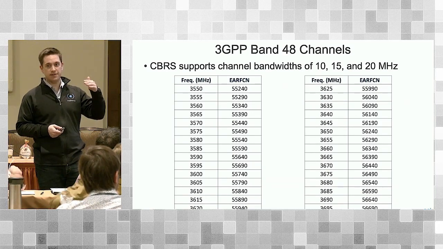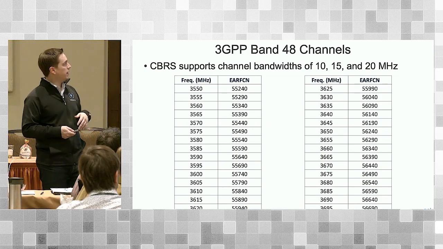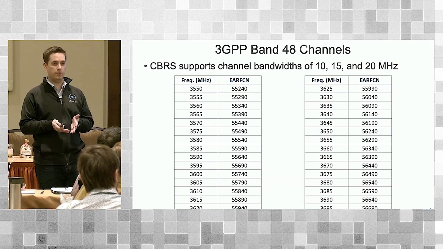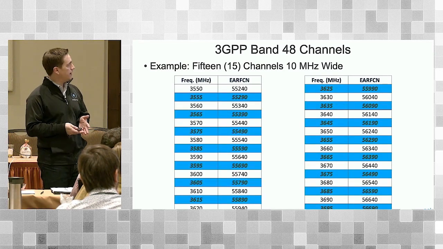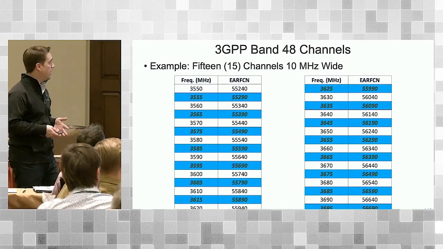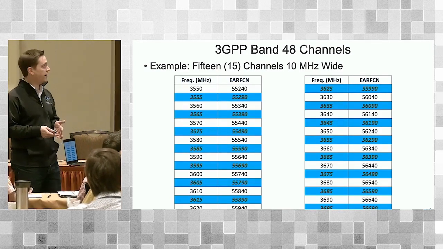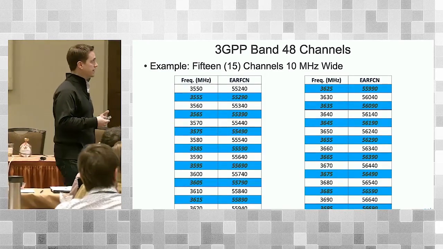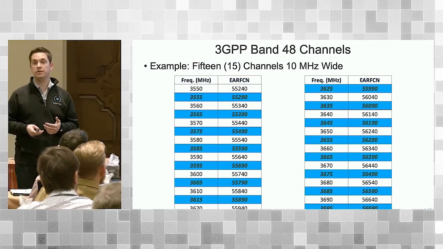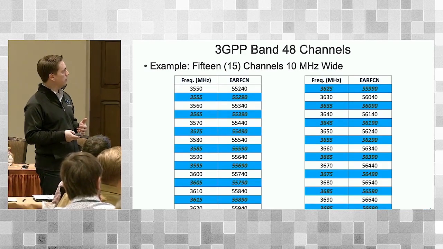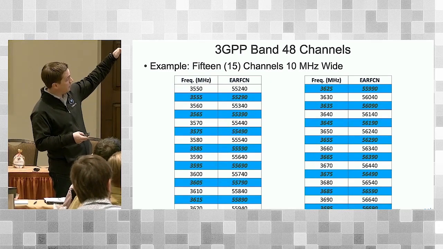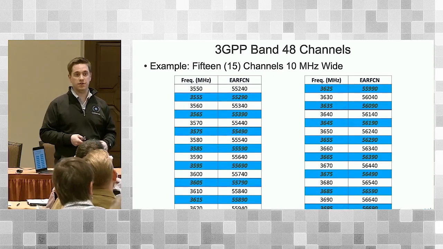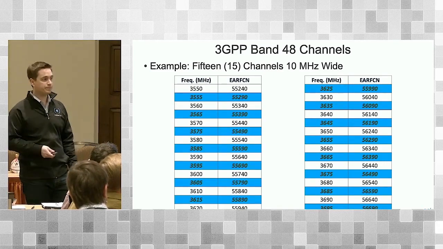The numbering actually happens on a 1 megahertz basis, but I've condensed it down into 10 megahertz because that's the smallest channel width available for CBRS. So if you had 10 megahertz wide channels, that would give you 15 channels in the CBRS band. I've highlighted them in blue. Again, just like Wi-Fi, the convention here is you reference the center channel frequency. So the center channel frequency for channel 55290, the top one on the left there, is 3555 megahertz. So 5 megahertz below, 5 megahertz above.